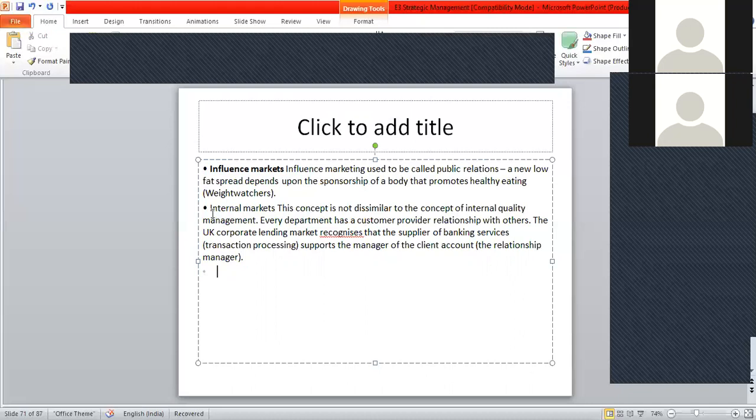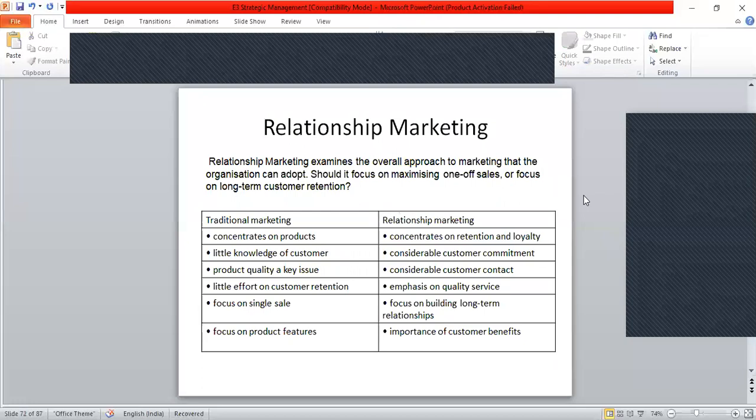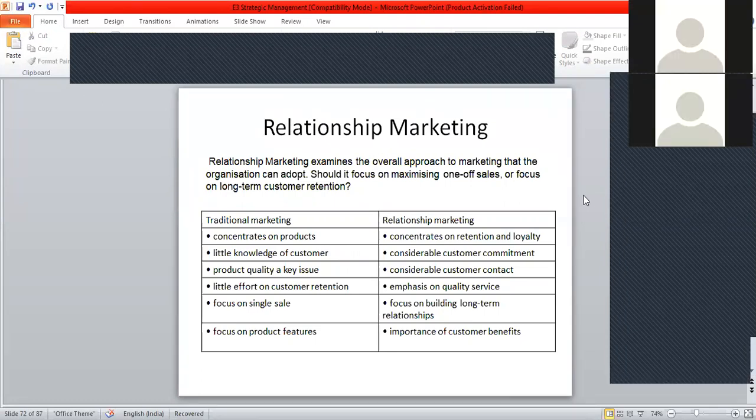Then we have internal markets. Internally, every department has a customer provider relationship with others. When they have someone to take care of these things internally, then we call that the internal market. So six types of markets, we have to learn them. Then after that, the products have to be marketed.